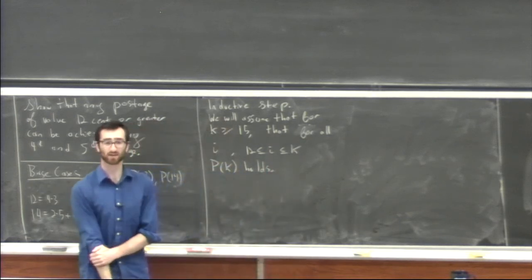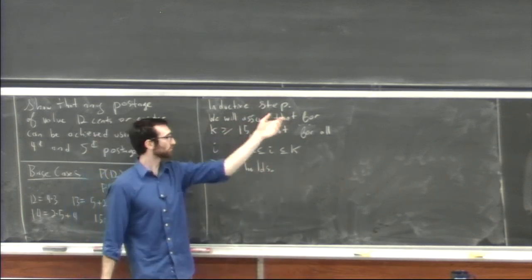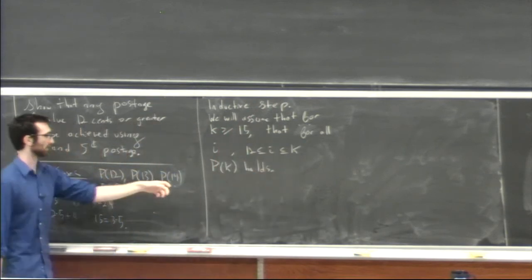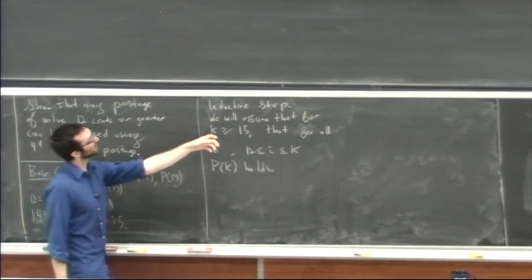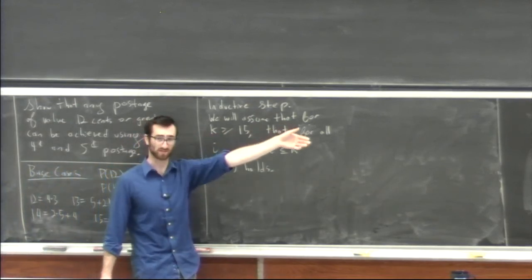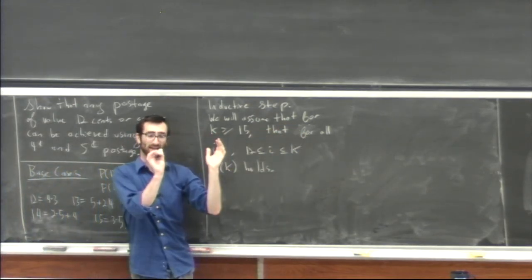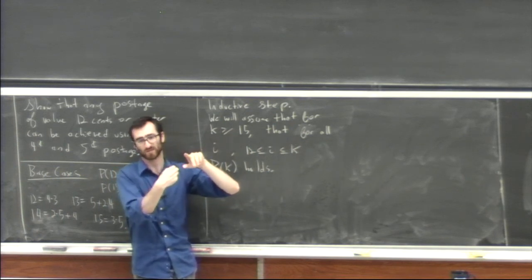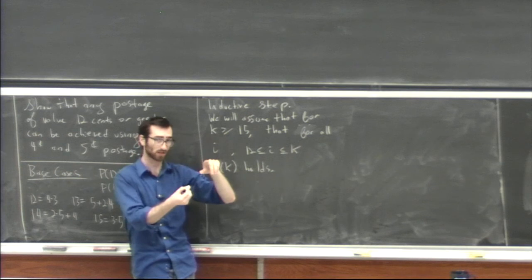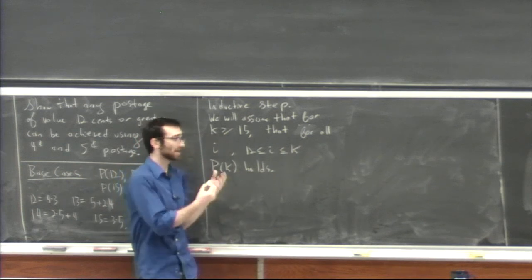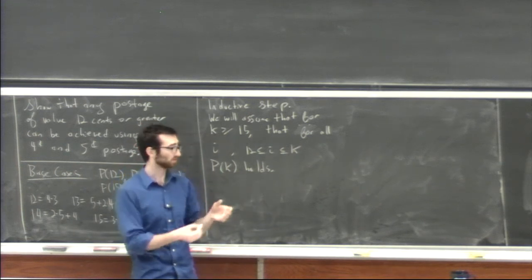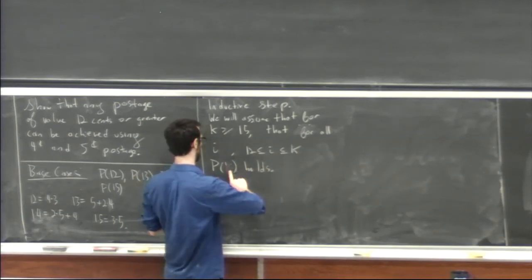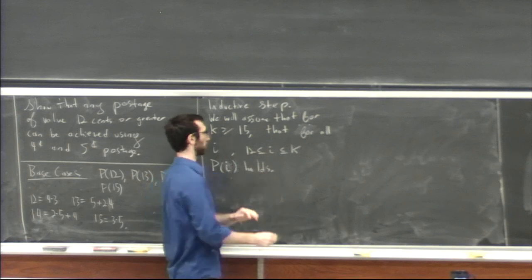So what I'm saying here is pick some arbitrary k bigger than 15. I don't need to go lower than 15 because I checked all of those. I know it's true for all of these. So take some k greater than or equal to 15 and assume that for any of those numbers, I can find some combination of 4-cent stamps and 5-cent stamps that do the trick. And now what I want to show is that I can assemble some collection of stamps for k plus 1.